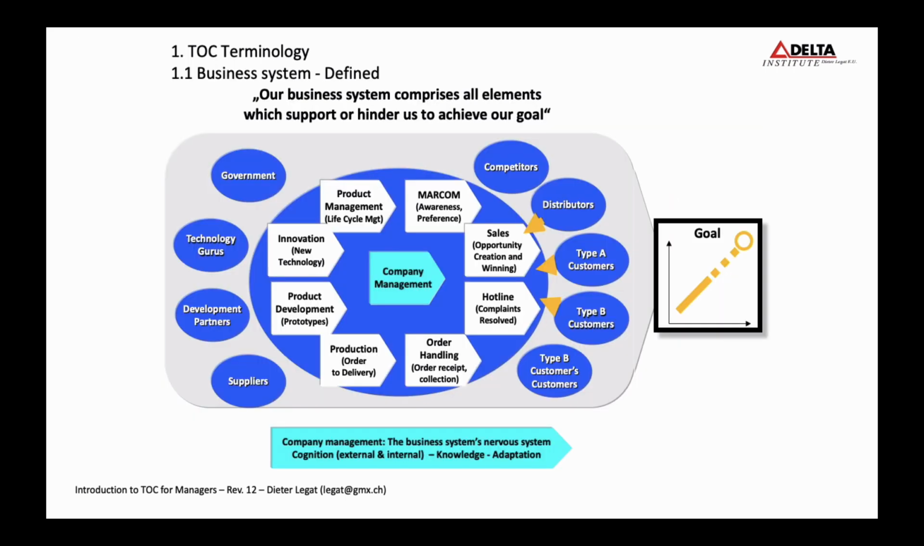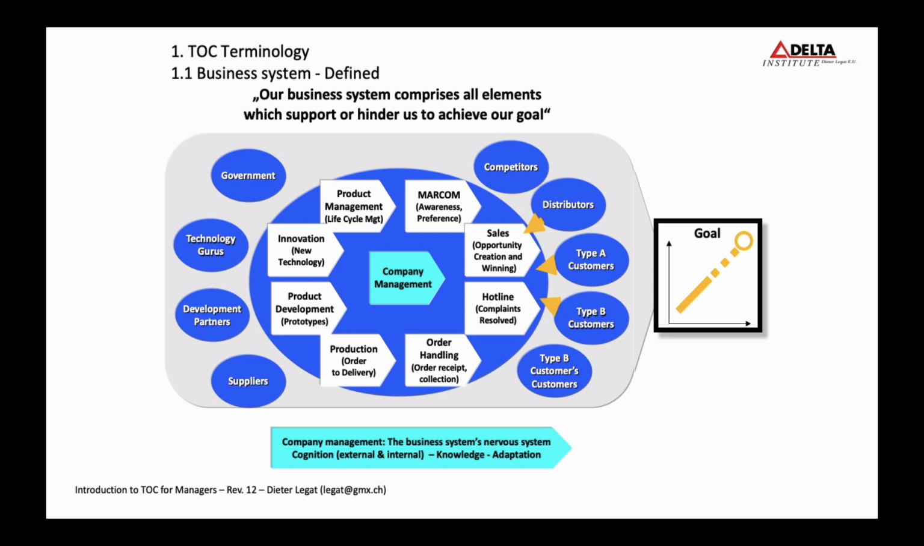Goldratt stated as key principle for constraint-focused management, or you could say as key platform for that approach, that a business must be viewed as a system with this definition: our business system comprises all elements which either support or hinder us to achieve our goal. This definition offers several insights.